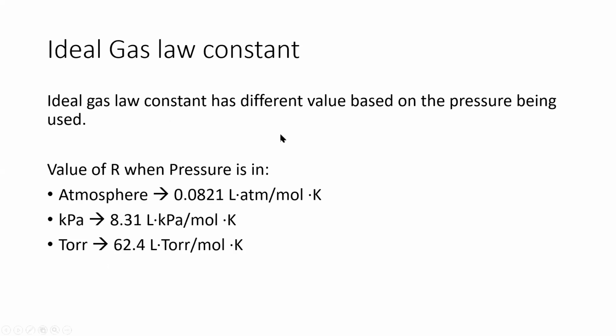The ideal gas constant has a different value based on the pressure being used. So the value of R when the pressure is in atmospheres is 0.0821 liter atmospheres divided by mole Kelvin. When we go to kilopascals, it's 8.31 liter kilopascals per mole Kelvin, and for torr it's 62.4 liter torr over mole Kelvin. So it's very important as you're setting up your equation that you are aware of what pressure you're using, so you know which R value you're going to put into your calculation.